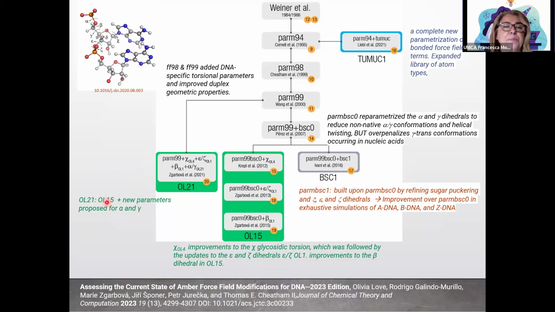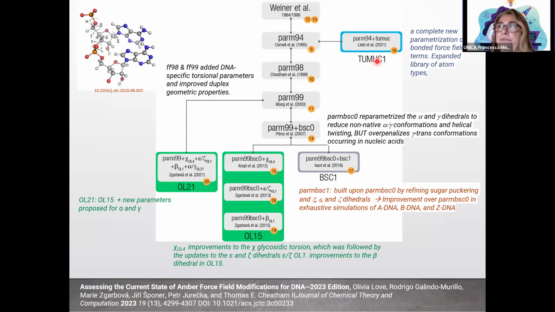of DNA are typically OL15, OL21, or BSC1, but recently a completely new parametrization of the bonded terms has appeared, called 2MUC1, that has been completely reparametrized, taking into account the fact that both the charge and van der Waals parameter obtainment have changed over the years.